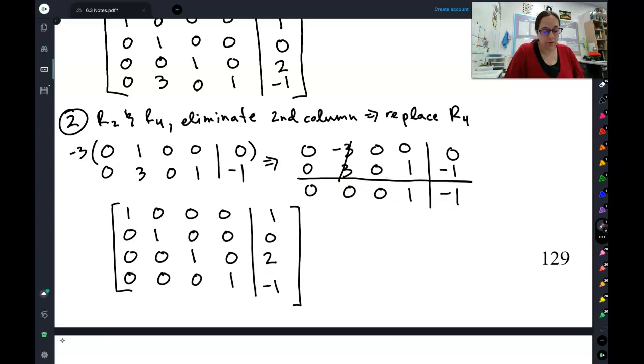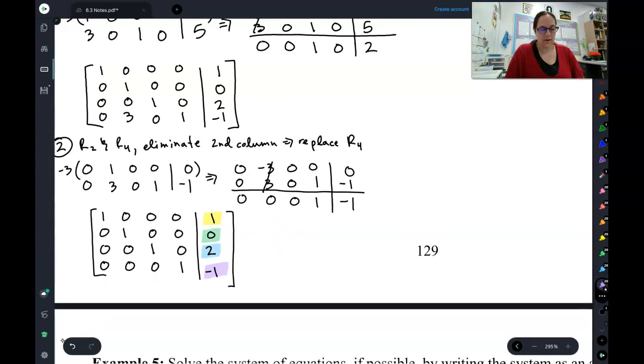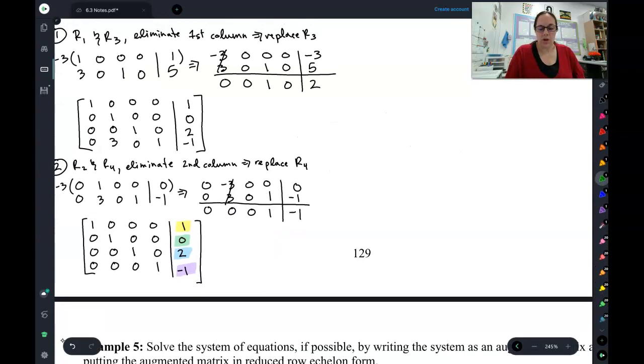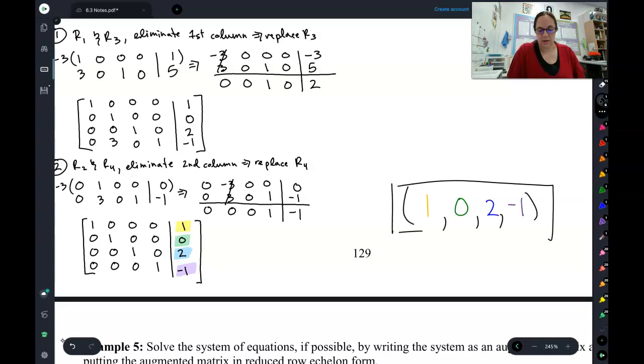And now I've got reduced row echelon form. I got zeros on the bottom half, zeros on the top half, ones on the diagonal, which means these 4 numbers are my final answers for A, B, C, and D. That is the beauty of row echelon form. We will continue to write it as a coordinate point. So we got A, comma, B, comma, C, comma, D. There's our point.